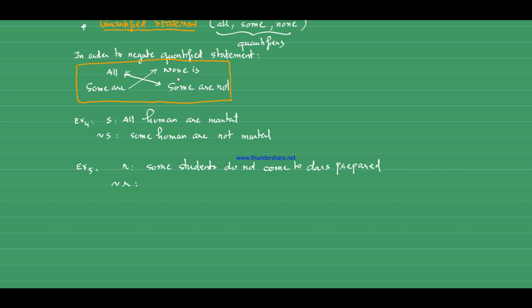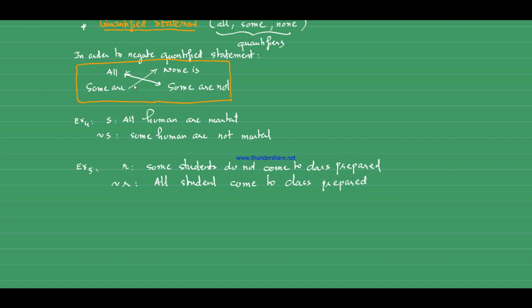Then if I negate it, I use this, right? None of the students come to class. Or you can put, so some are not. I'm sorry, this is some are not, then we have to use all. All students come to class prepared.